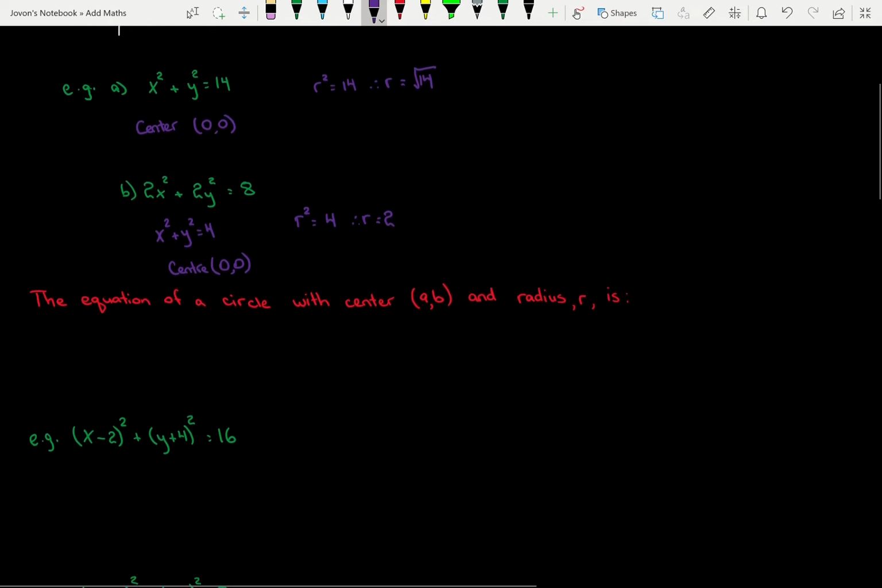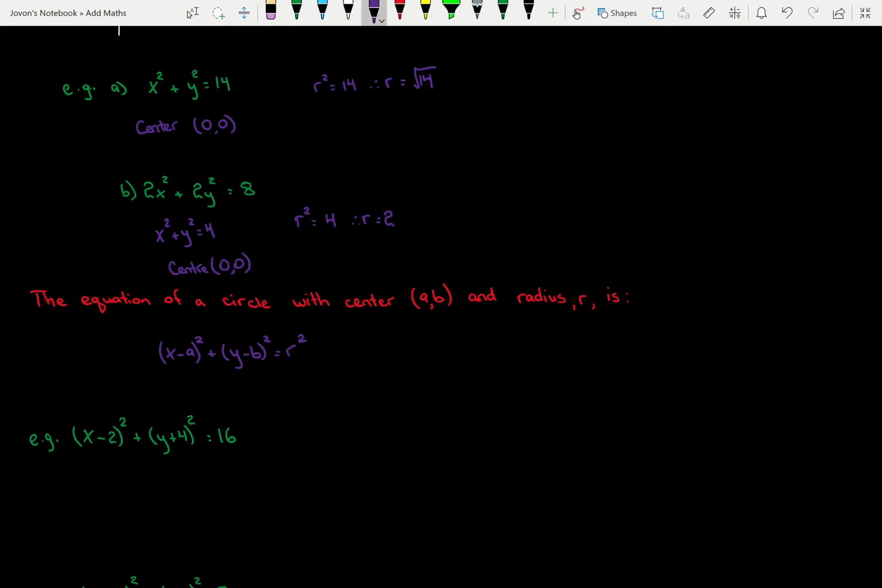Now, if the center is not 0, 0, there's a different equation. So if we have a center A, B where A is the x coordinate and B is the y coordinate with the radius r, we have the equation x minus A all squared plus y minus B all squared is equal to r squared. And that is if the center is A, B and the radius is r.